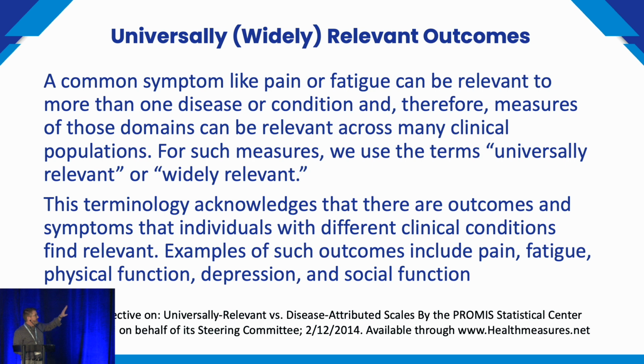And these are the definitions, the information from PROMIS. It acknowledges that there are outcomes and symptoms that individuals with different conditions find relevant. Examples include pain, fatigue, physical function, depression, and social function. And if you look at the PROMIS framework, it outlines a number of these universal domains that have been identified, and with PROMIS, there are actually instruments attached to them. But we're going to talk today about the concept of domains and the definitions of domains and trying to make those common across our different working groups.